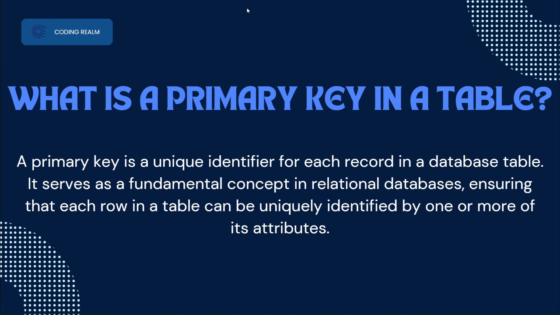The primary key is uniqueness. Each value in the primary key columns must be unique across all the records in the table. This ensures that no two records have the same identifier.